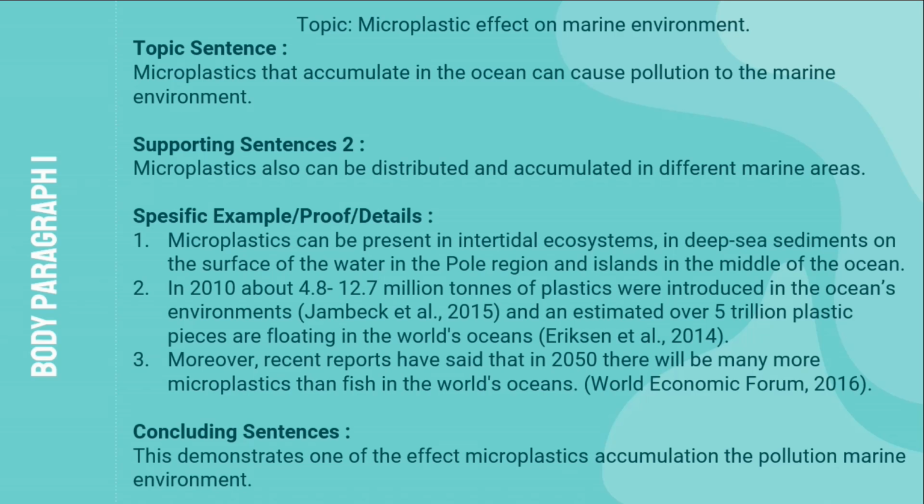First, microplastics can be present in the intertidal ecosystems, in the deep sea sediment, on the surface of the water, in the pole region, and on islands in the middle of the ocean. Number 2. In 2010, about 4.8 to 12.7 million tons of plastics were introduced into the ocean's environment. This data is from a journal by Jambeck et al.